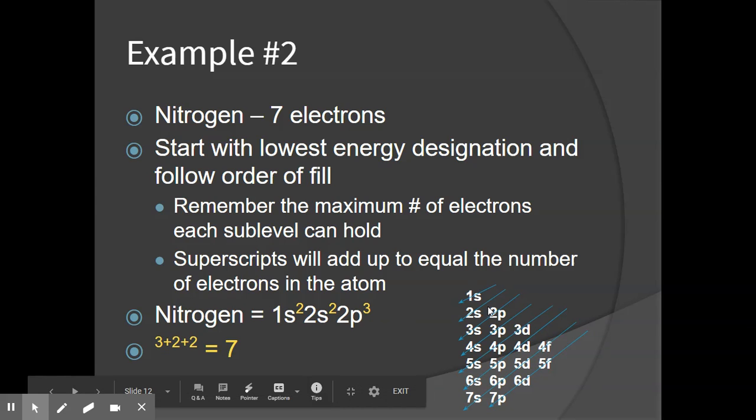After 2s, if we follow it around, is 2p. And so we only have 3 electrons left to configure. P can hold up to 6. So the last 3 electrons in the nitrogen element will go into the 2p orbital together. So the total configuration of nitrogen would be 1s2, 2s2, 2p3. And you can check to make sure you did it right, because if you add up the superscripts, it should add up to the number of electrons that you configure, which is also the atomic number of the element.